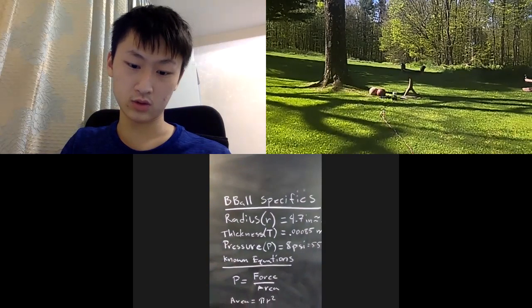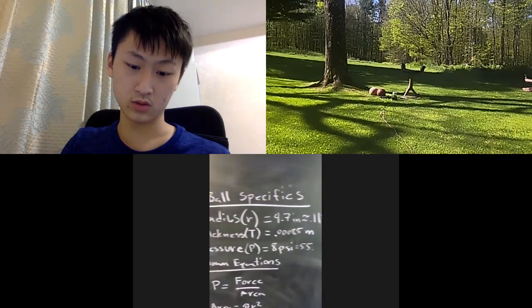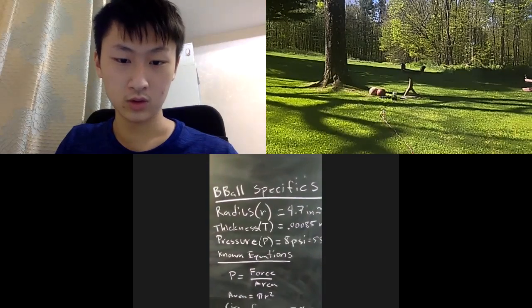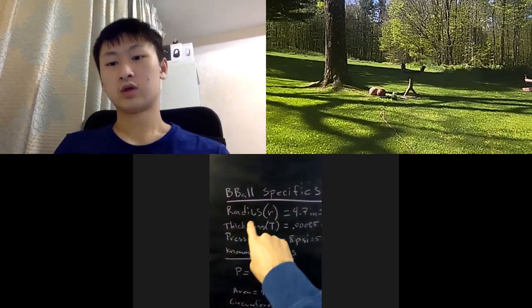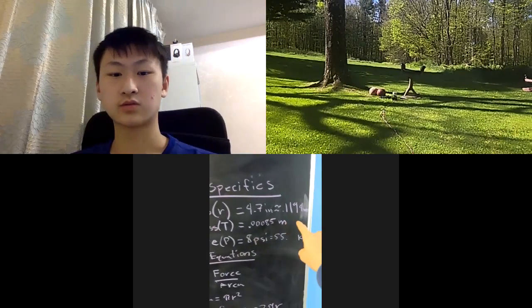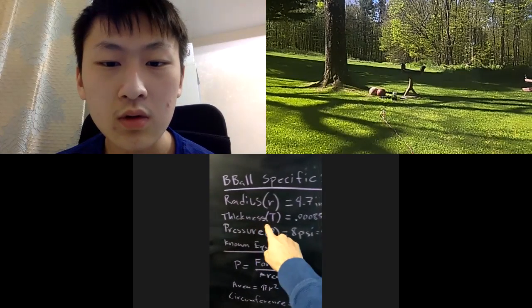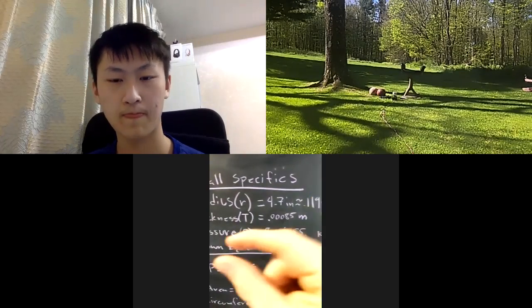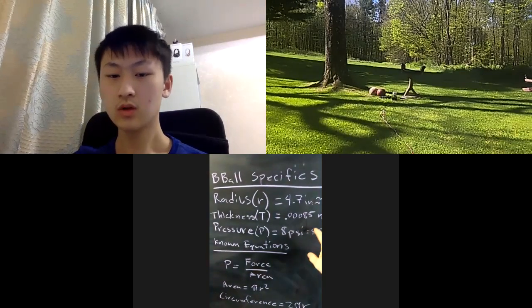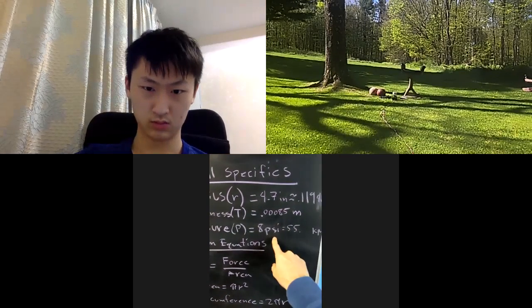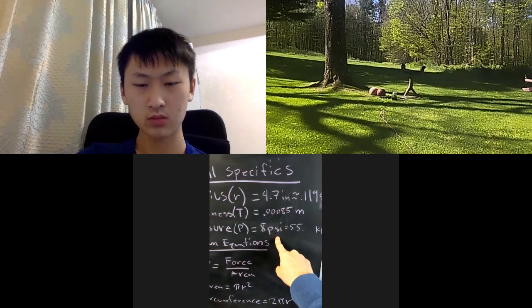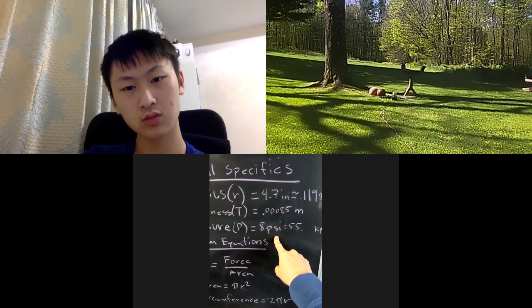So we have some specifics here. We've got the radius, which is that, and I just transferred it into meters. Then we have the thickness, which is how thick the basketball is, its outer shell, the original PSI.